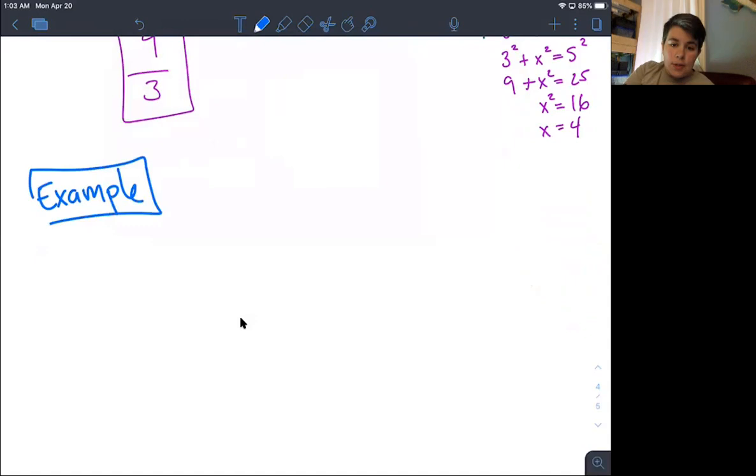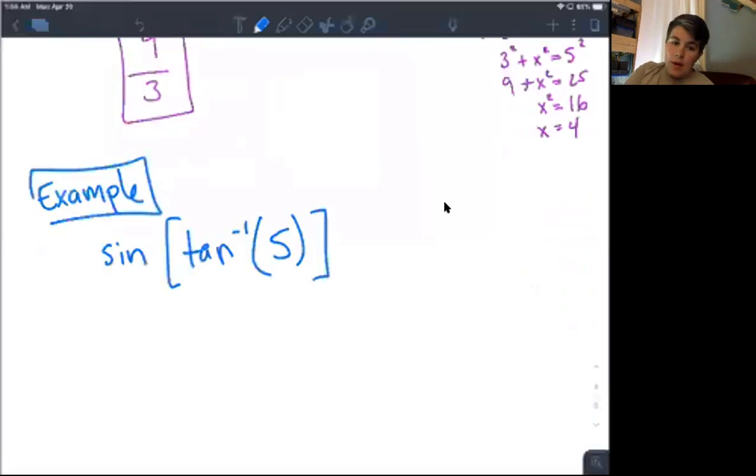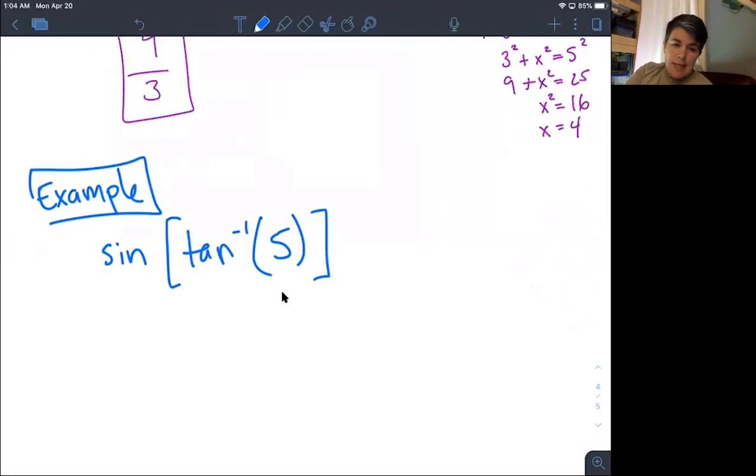Okay, let's do this last one. We are going to take the sine of the inverse tangent of 5. So once again, there's the inverse, which means this whole thing, the inverse tangent of 5, is the angle where the tangent is equal to 5. So I'm taking the sine of an angle.